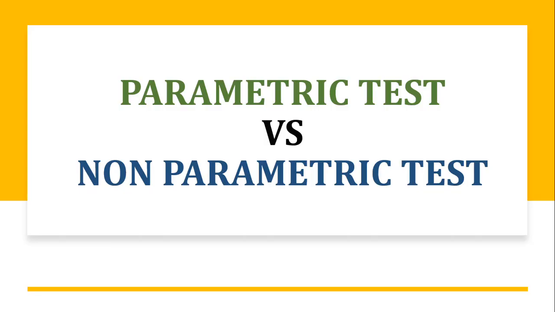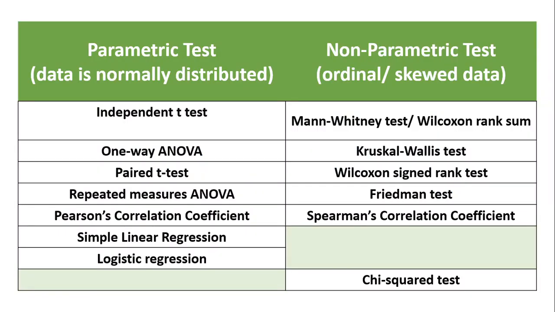The final question we are dealing with here is parametric versus non-parametric tests. Here, a list of parametric tests and their substitutes in non-parametric tests is available. In parametric you may use the independent t-test, but in non-parametric you may use the Mann-Whitney test or Wilcoxon rank-sum test. One-way ANOVA in the case of parametric and Kruskal-Wallis test in the case of non-parametric. Paired t-test in parametric and Wilcoxon signed-rank test in non-parametric. Repeated measures ANOVA in parametric and Friedman test in non-parametric.